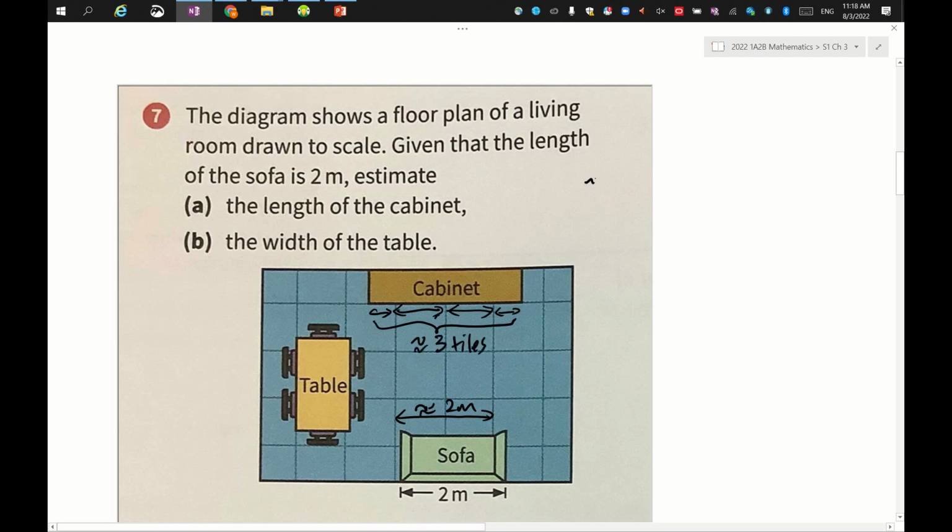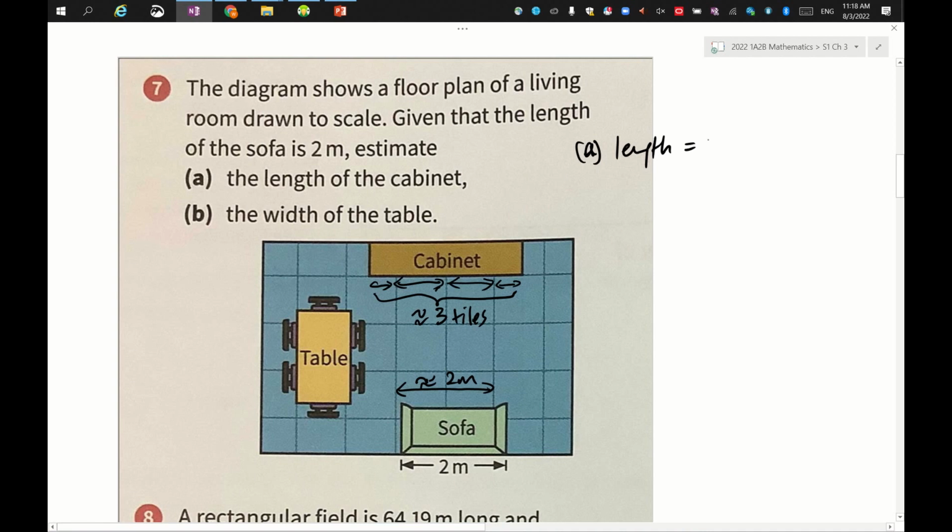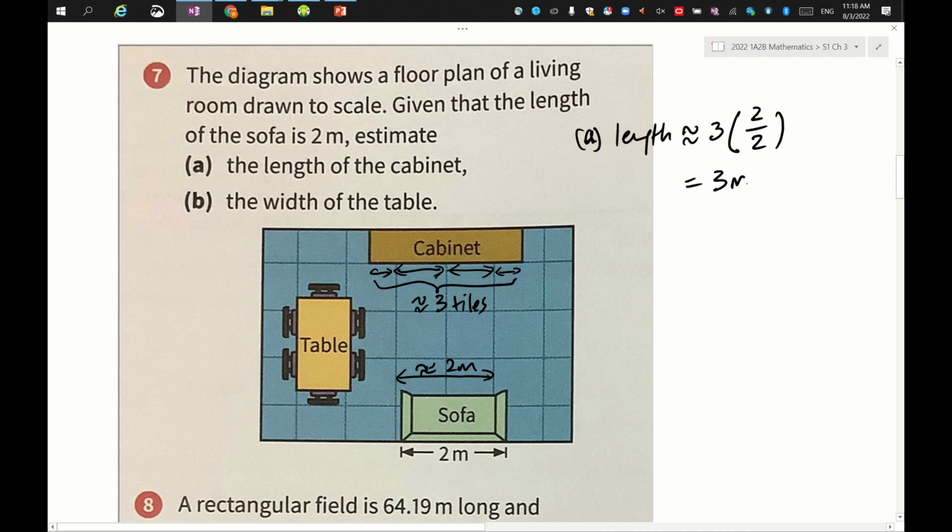So in part A, length is approximately 3 times the length of 1 tile. And what is the length of 1 tile? It is 2 divided by 2. That sofa over there is 2 meters, right? So we check, 1 tile is about 1 meter. So our answer will be 3 meters.